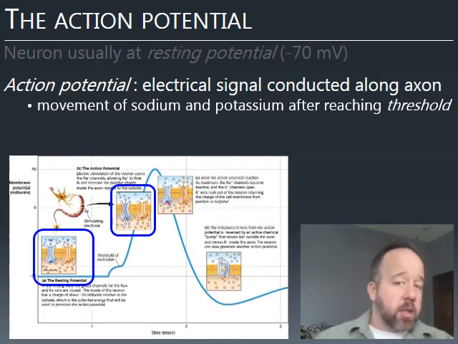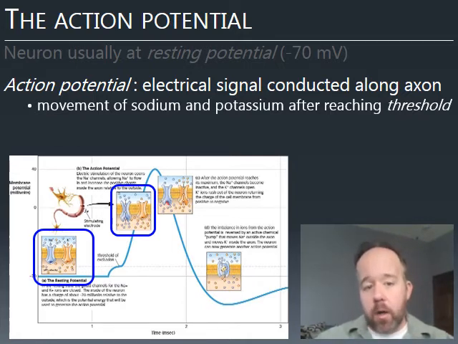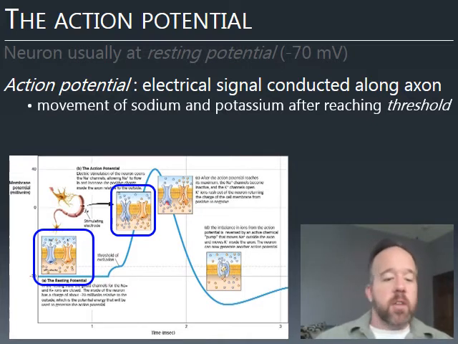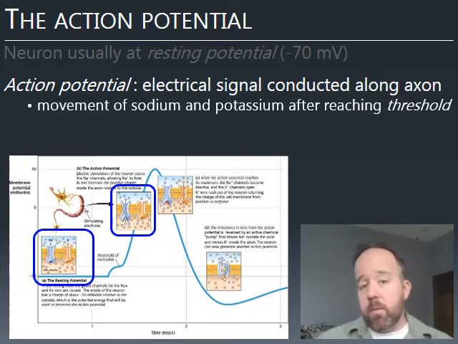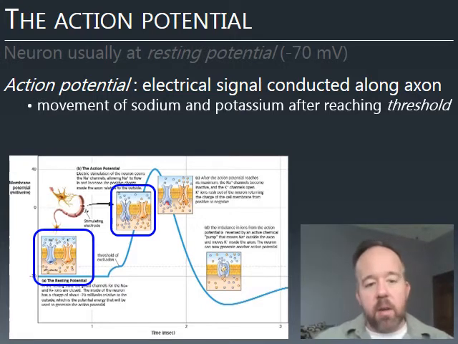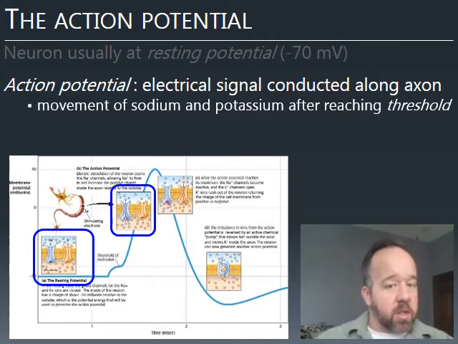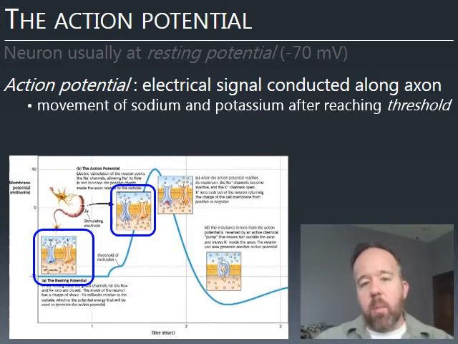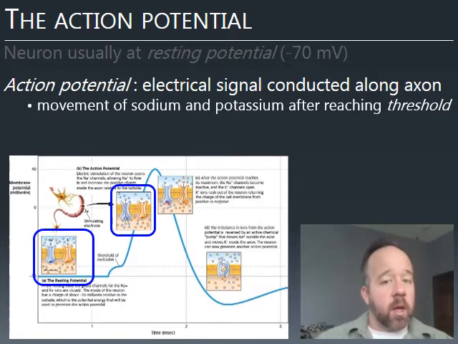Remember, sodium has a positive charge. So sodium comes rushing in, it changes the amount of charge inside the neuron, and so we see in this curve that the curve representing voltage goes up. Now, parts of the curve are hidden by the pictures on this diagram, but we see this sort of spike, this hill that represents an increase in voltage. And that's because all the sodium is coming in, and sodium is positively charged.